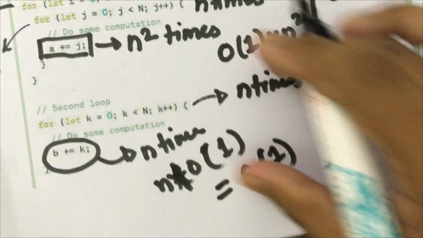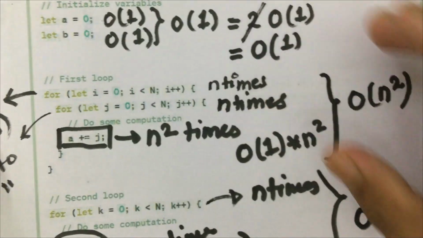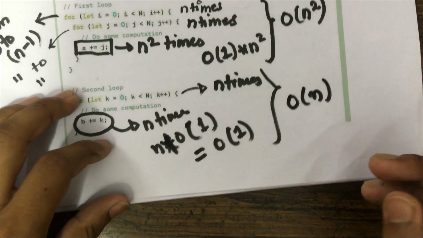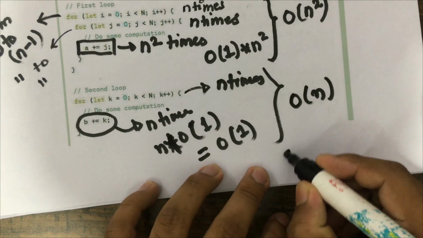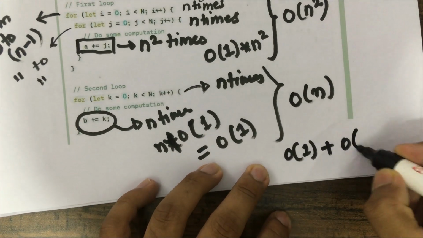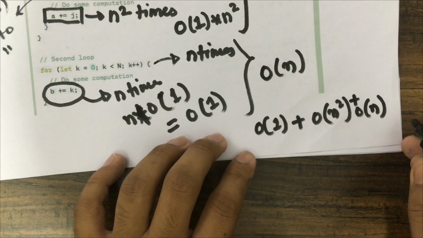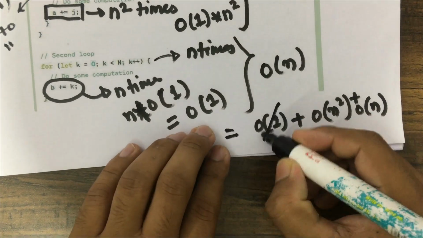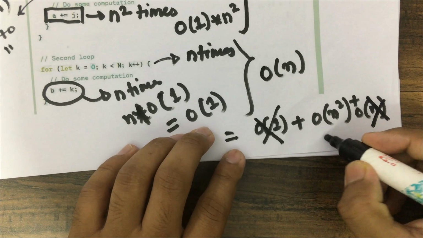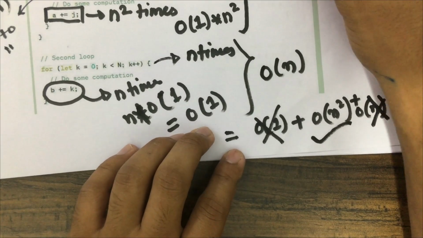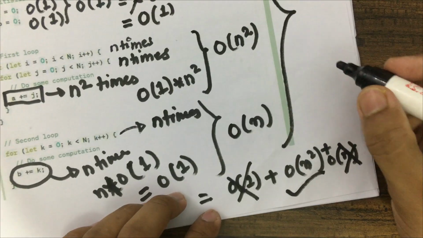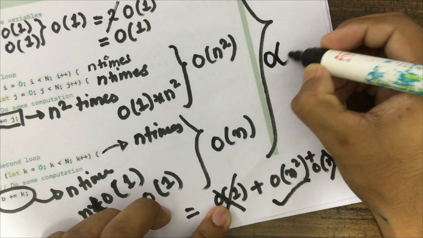Now this fragment, and the very first fragment, have to be added. So adding O(1) plus O of n square plus O of n. So we'll cancel out the non-dominating terms. So non-dominating is this, and non-dominating is this. The dominating term here is O of n square. The entire big O of this program turns out to be O(n square).